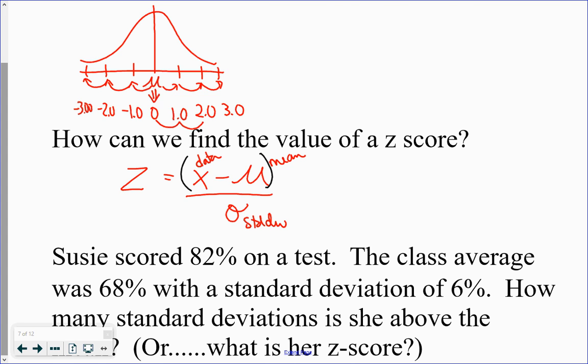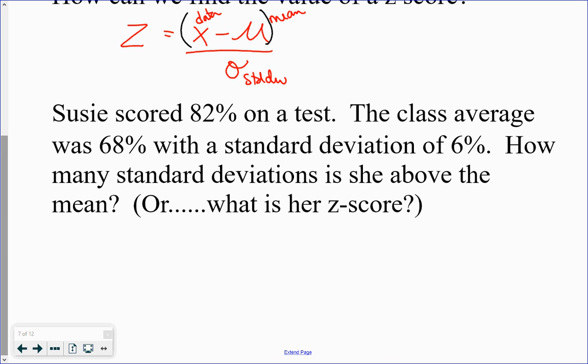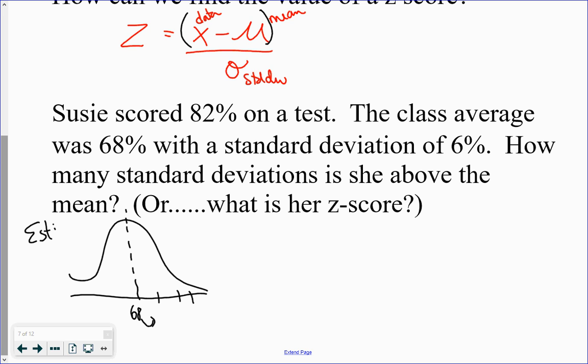Okay? So it says here, Susie scored 82% on a test. The class average was 68 with a standard deviation of 6. How many standard deviations is she above or below the mean? Okay, so let's just think about this. Let's estimate first. You don't have to estimate, but it's a good idea to get this wrapped around your brain a little bit. So the class average is 68. I'm going to add the standard deviation every time. So 68 plus 6 is 74, plus 6 is 80, plus 6 is 86.